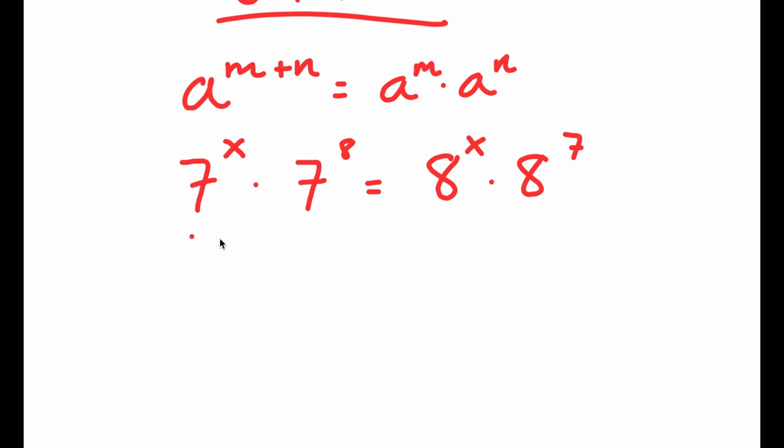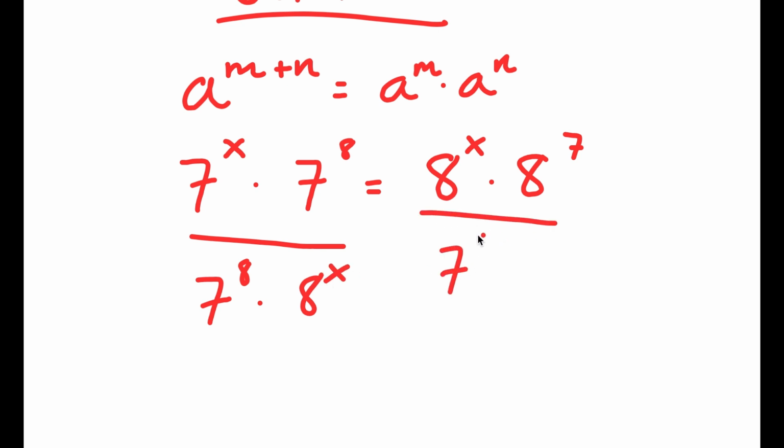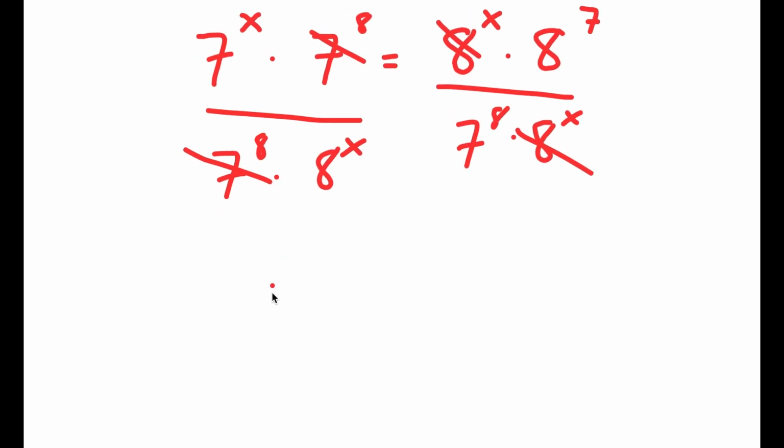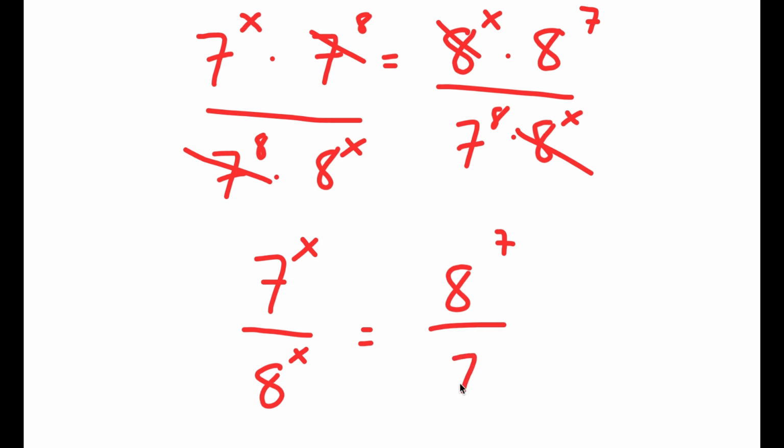Now from here, I'm going to divide both sides by 7 to the power of 8 times 8 to the power of x. So then on my left-hand side, these two cancel out, and on my right-hand side, these two cancel out. And now I'm left with 7 to the power of x over 8 to the power of x is equal to 8 to the power of 7 over 7 to the power of 8.